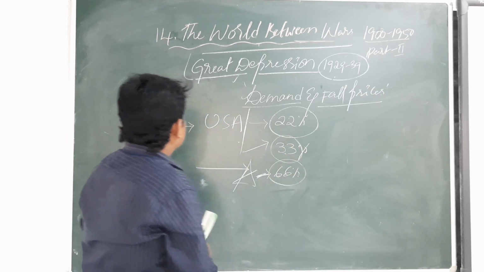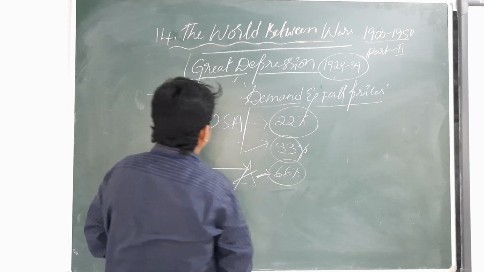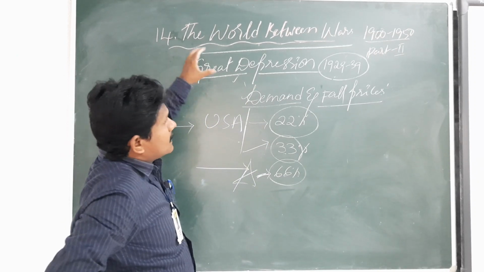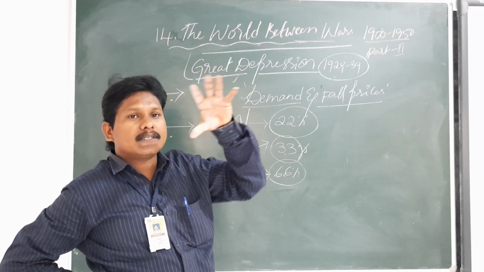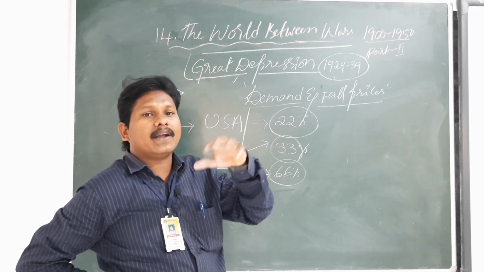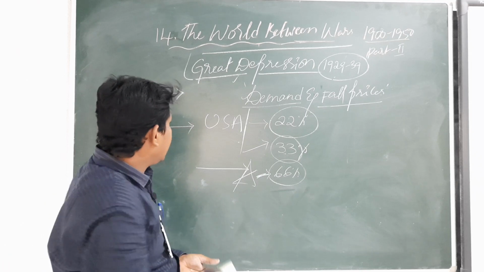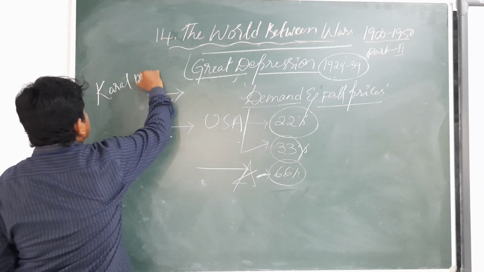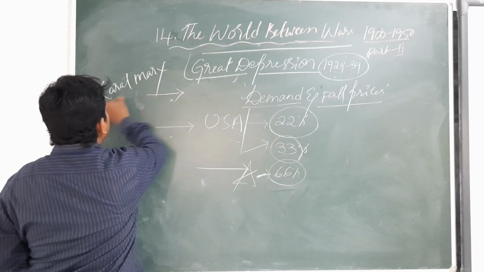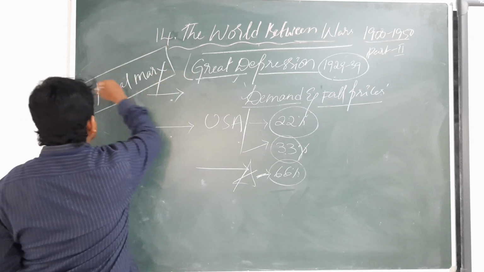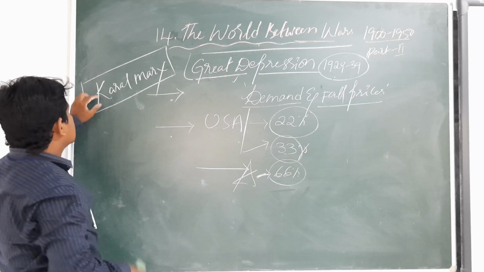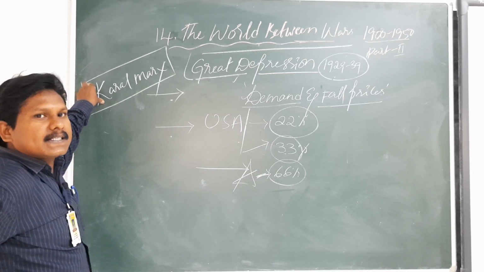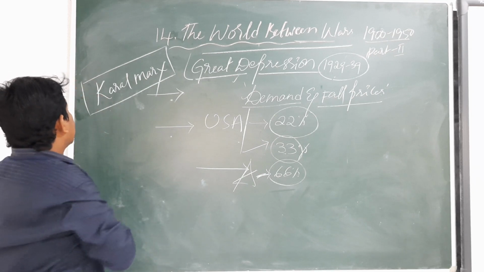So during the Great Depression, several economists and politicians gave different suggestions, mainly Karl Marx. Karl Marx criticized capitalism. He wanted to replace it with socialism.